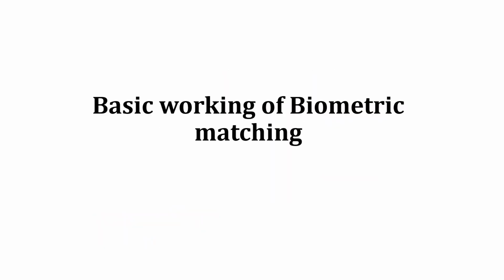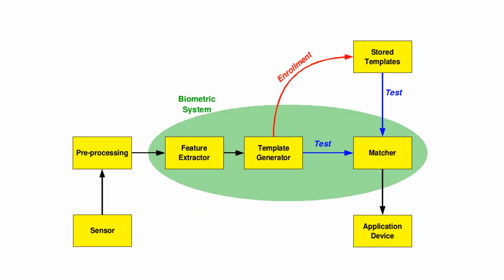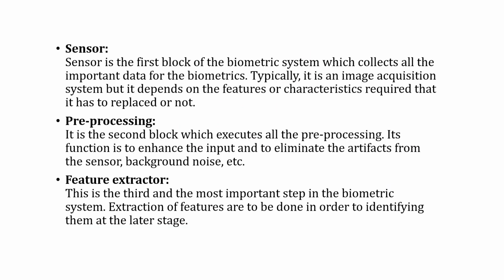Then we come to the basic working of biometric matching. This is the basic biometric matching system. Initially we have the sensor, pre-processing, feature extraction, template generator, stored database, then matcher, then application device. The sensor is the first block that collects all the important data for biometrics. What data is collected in the sensor? Initially, image acquisition, which depends on the feature or characteristics required and whether it has to be replaced or not.